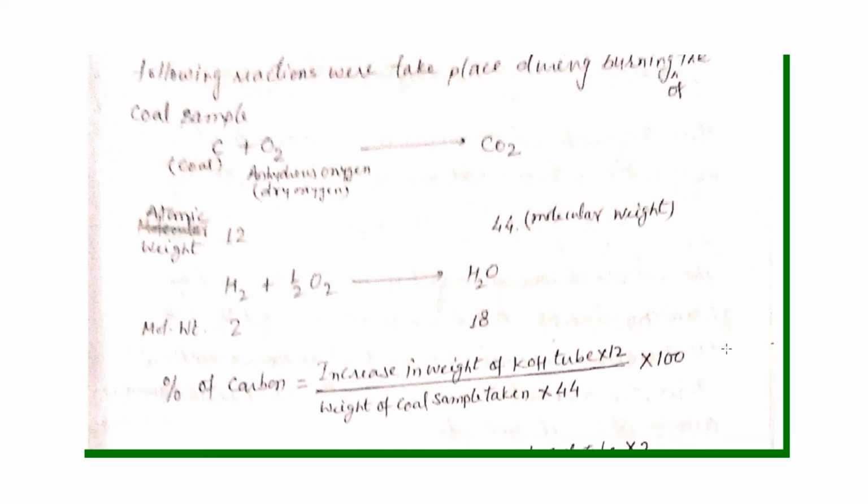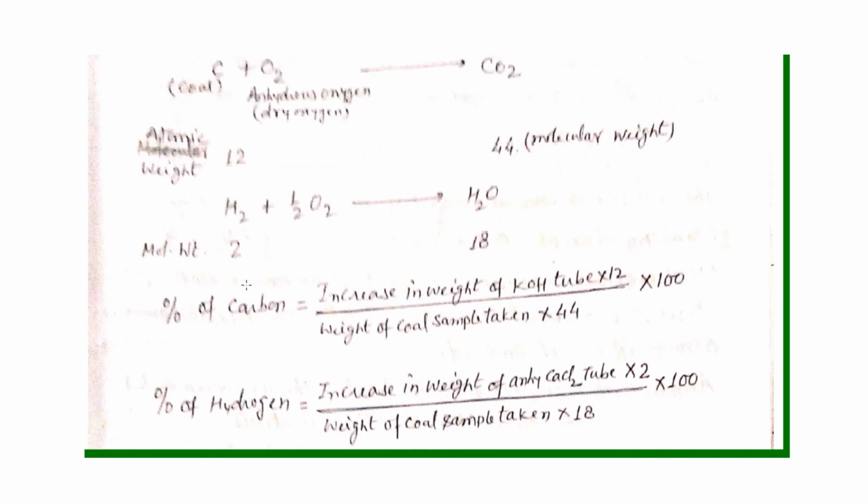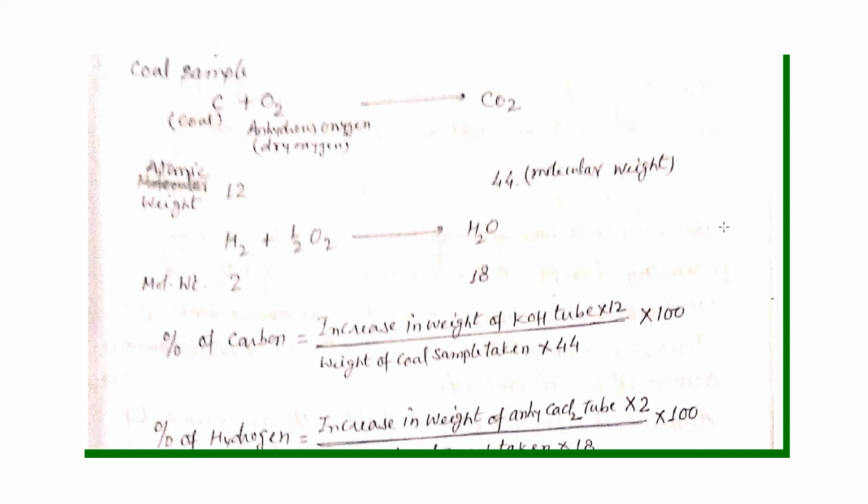On the basis of these two formulas, percentage of carbon equals the increase in weight of KOH bulbs divided by the weight of coal sample taken, times 12 by 44, times 100. We will calculate the percentage amount of carbon present in the coal sample. With the help of this formula, percentage of hydrogen equals the increase in weight of anhydrous CaCl2 times 2, divided by the weight of coal sample times 18, times 100. With these two formulas we will calculate the percentage of carbon and hydrogen present in the coal sample.